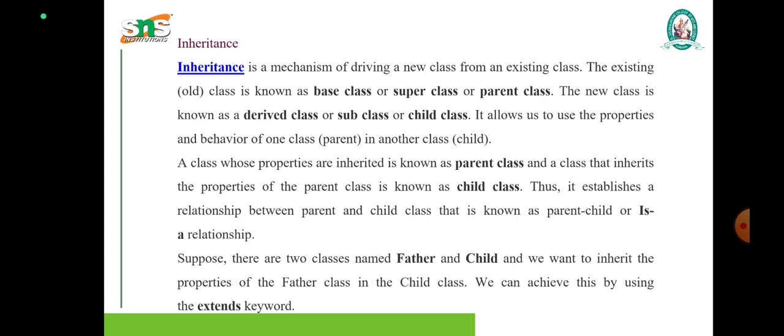A class whose properties are inherited is known as the parent class, and the class that inherits the properties of the parent class is known as the child class. Thus it establishes a relationship between parent and child class that is known as the parent-child or is-a relationship. Suppose there are two classes named father and child, and if we want to inherit the properties of the father class in the child class, we can achieve this by using the keyword extends. So for inheritance we are using the keyword extends.